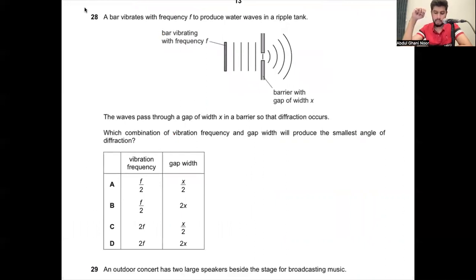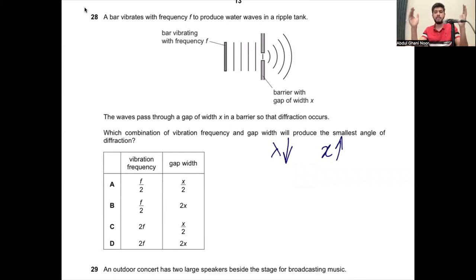Question number 28 says, a bar vibrates with frequency F to produce water waves in a ripple tank. The waves pass through a gap of width X in a barrier so that diffraction occurs. Which combination of vibration, frequency, and gap width will produce the smallest angle of diffraction? Right, so, number one, the lower your wavelength and the larger your gap, that would produce the least amount of diffraction.